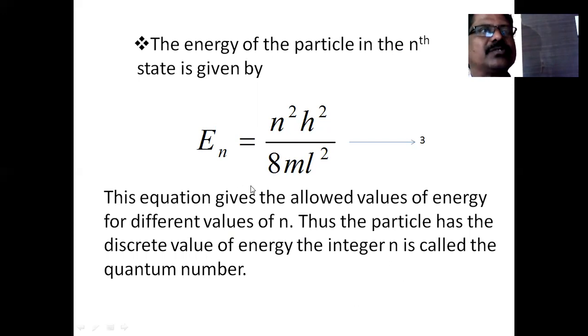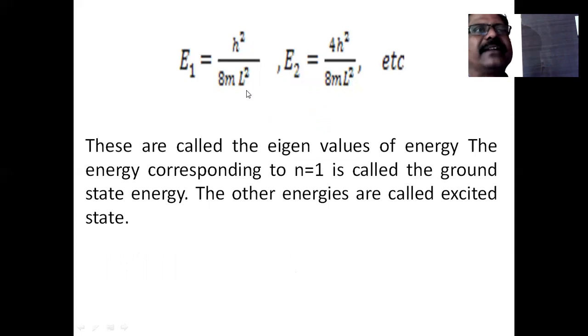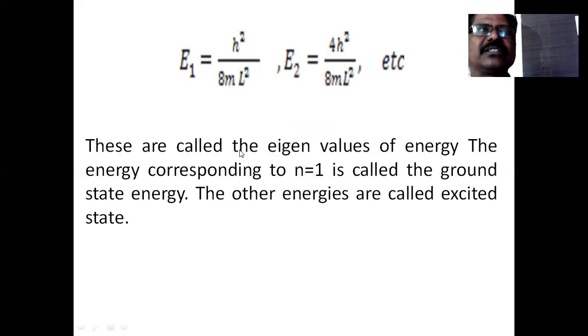Suppose you substitute n equals 1, you get h square by 8 m L square. When you substitute n equals 2, you get 4 h square divided by 8 m L square. Like this, you get all the values in different states. These are called the eigenvalues of energy. The expression for the eigenvalue of energy in the nth state is n square h square by 8 m L square. For the first state, we get h square by 8 m L square.